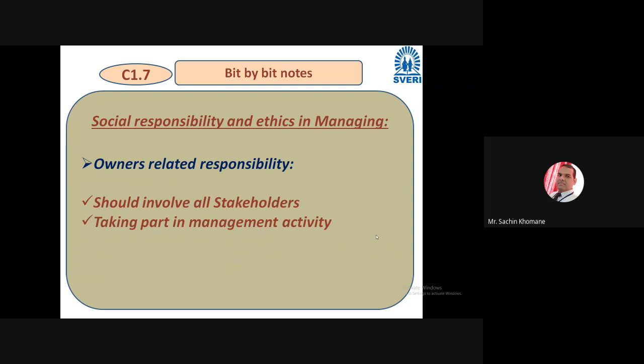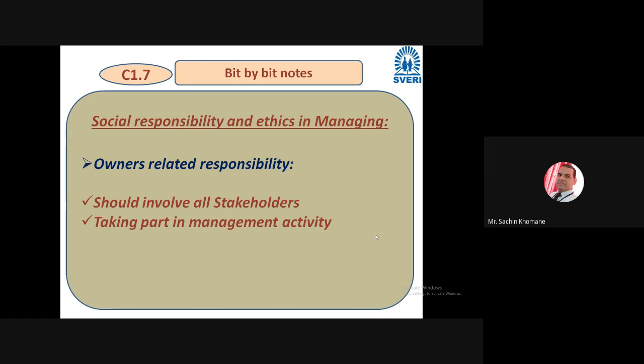Then owner related responsibility. The owner should involve all the stakeholders. Everybody in your organization is your stakeholder: all your employees, all your customers, all your suppliers, all your investors, right? So you should involve them, right? If somebody is investing a huge amount of money in your organization, you should involve that person in making decisions and deciding strategies. So this is the responsibility of the manager in managing, and the owner has to allow it.